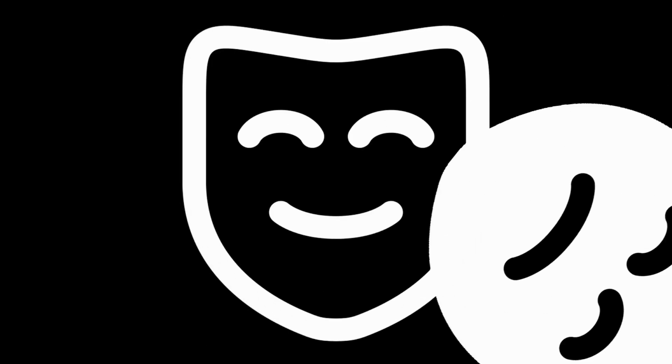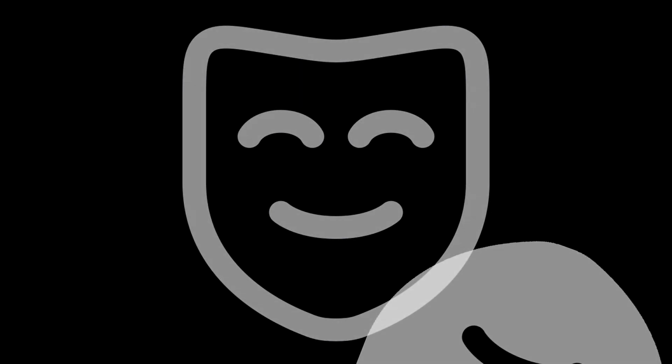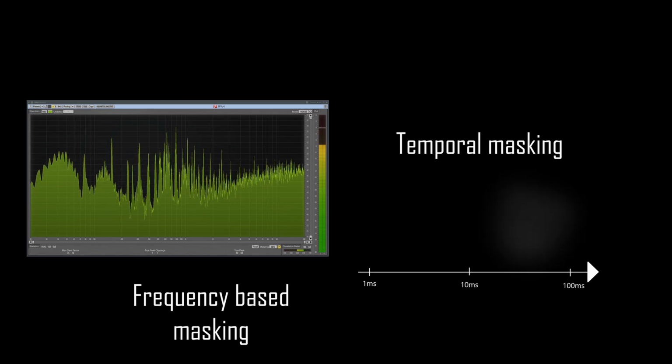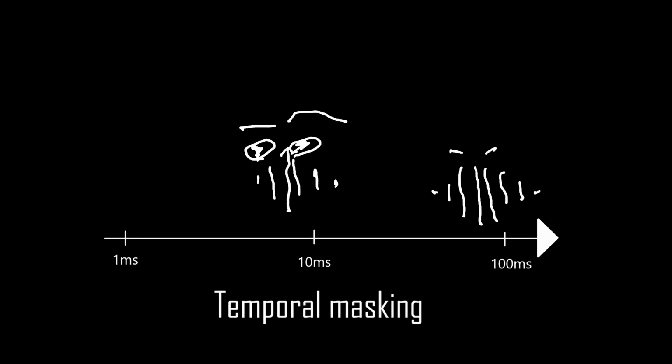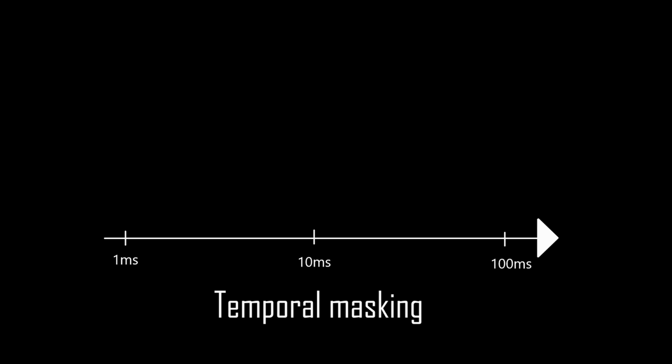Masking. Masking occurs when one or more elements in your mix try to occupy the same place and become a jumbled mess. There can be different types of masking: temporal and frequency-based masking. Temporal masking happens when an overpowering element masks another element in time.